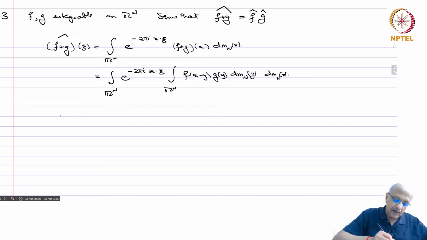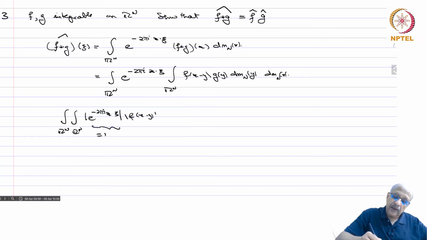Again, the integral over Rn of |e^(-2πi x·ψ)| equals 1, times |f(x−y)| |g(y)| dx dy, is finite.